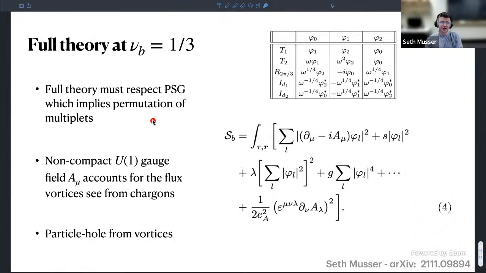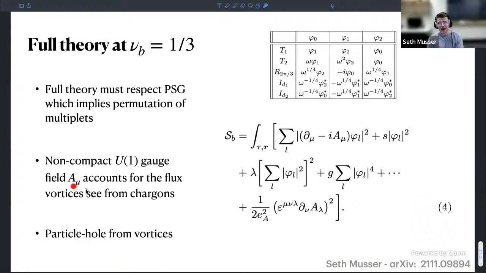Great. So we have this projective symmetry group, and we can write down a theory which is consistent with it, and it's this sort of large theory here. So let me just point out some symmetries of this theory. We have our vortex degrees of freedom, and as you can see, the translational symmetry permutes these vortex degrees of freedom, and it turns out that you have full permutation, not just cyclic permutations, and so you have full permutation symmetry of your vortex multiplets.